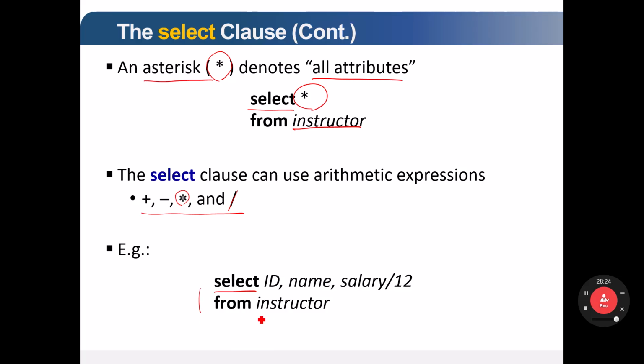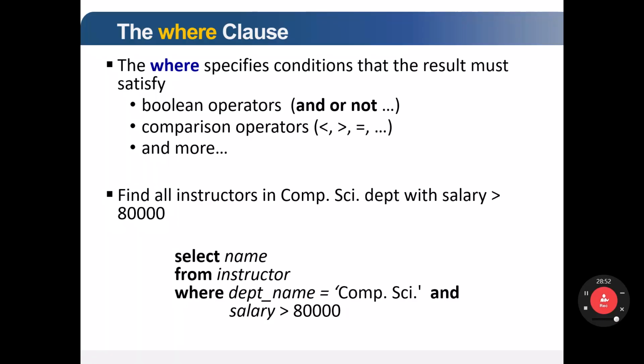So this query will retrieve ID of instructor, name of the instructor, and we have annual salary in salary column. But if you want to show monthly salary of each instructor, you can divide this annual salary by 12. This is going to give us monthly salary. This kind of arithmetic calculations are allowed.